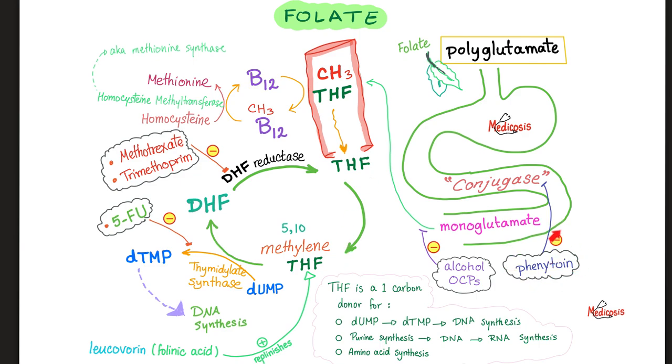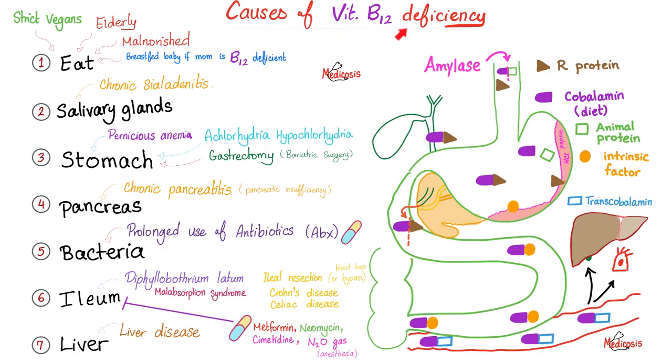But if I'm taking phenytoin, which is an anti-seizure medication, or if I'm a raging alcoholic or taking oral contraceptive pills, folate will not be absorbed in the jejunum, and that's why I will not be able to divide my cells, including the cells in my bone marrow, causing anemia. Besides folate, what else is needed to divide my cells? Vitamin B12. We talked about vitamin B12 before. Remember, we need intrinsic factor from the stomach, particularly the parietal cells, and then we will go with vitamin B12. You have vitamin B12 plus the intrinsic factor together until they get absorbed in the terminal ileum.